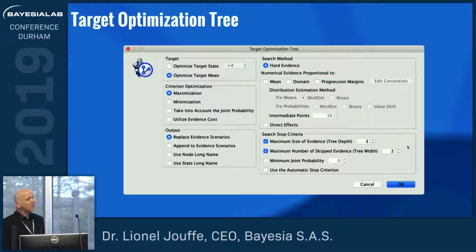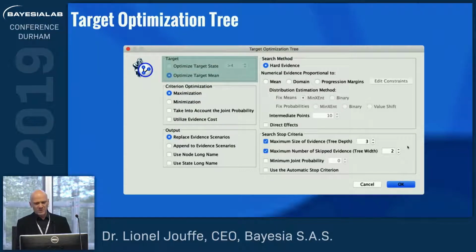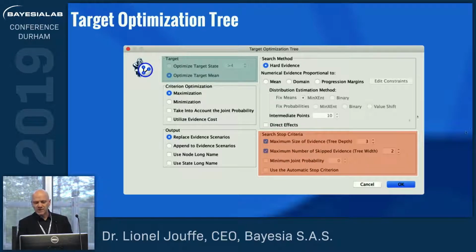So this was a greedy search, right? In order to have something that is more robust, we also have a target optimization tree. You cannot do that for all the states, so you have to choose either one state or the target mean. And then you can define what evidence you are going to use, and you have a search stop criteria to define here.